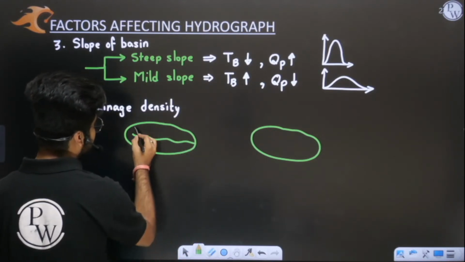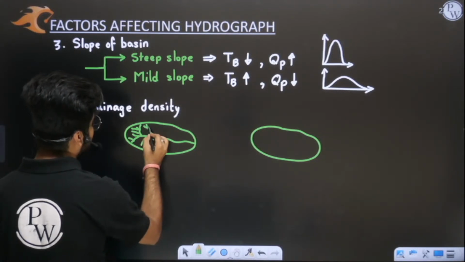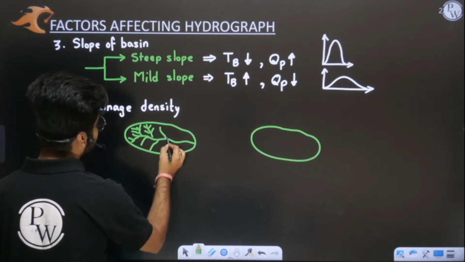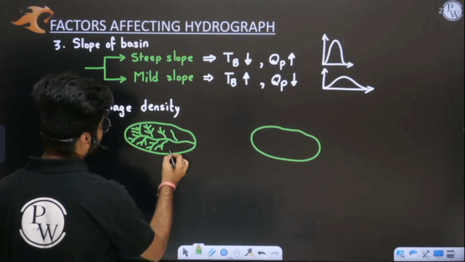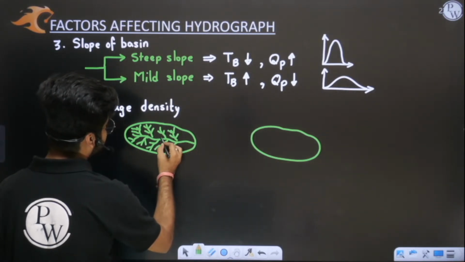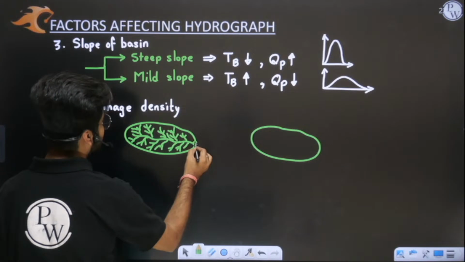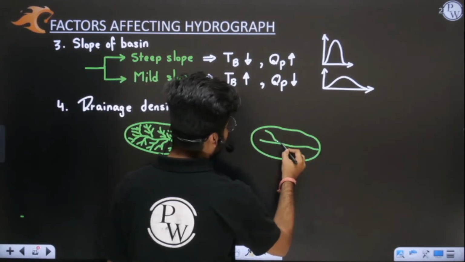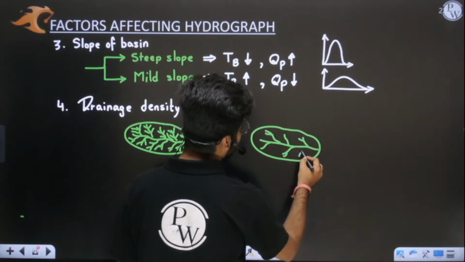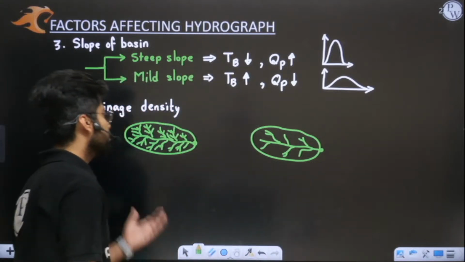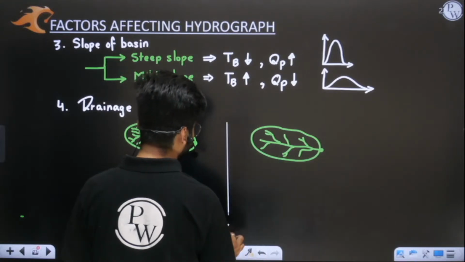Sir, in the first catchment, you are seeing too many streams are there. Too many drains are there. Small drains. Too many drains are there, sir, in the first one. This is the outlet. But in the second one, the tributaries of your main river or the number of drains are less as compared to your first case. Can you guess what will be the difference between them?